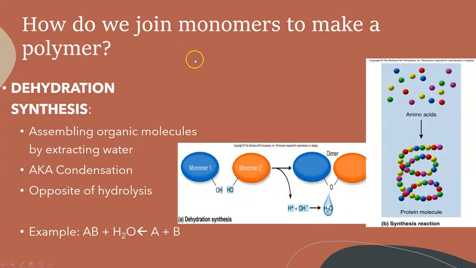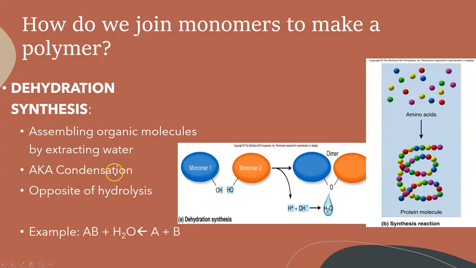How do we join monomers? How do we go the other way? We call that a dehydration synthesis. Take away water and create something. That's what it means. And that's exactly what it is. You've got 2 monomers. Then you take off this H and this OH, you produce water, and you combine your 2. So you take your amino acids and go to this protein molecule. That is a dehydration synthesis.